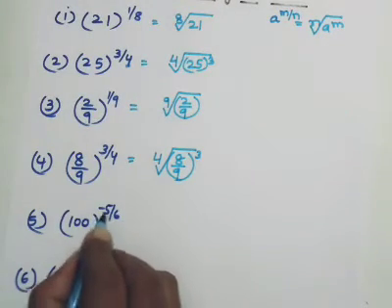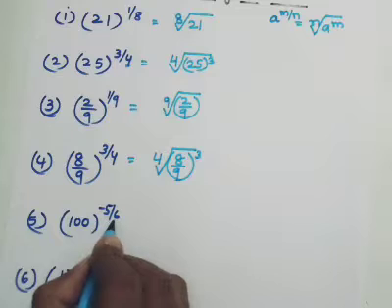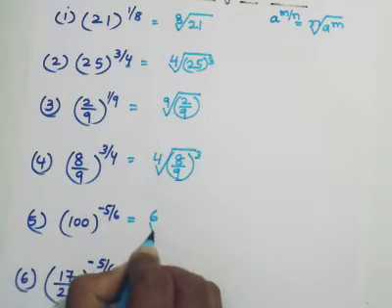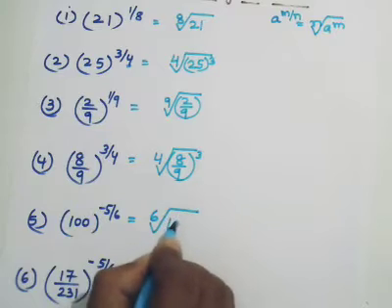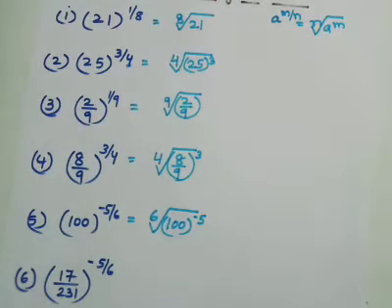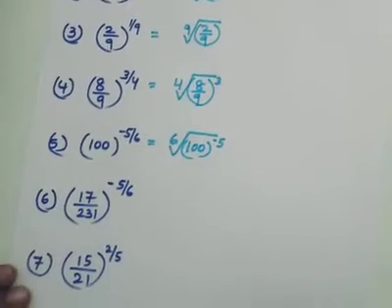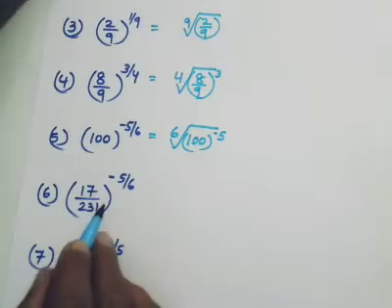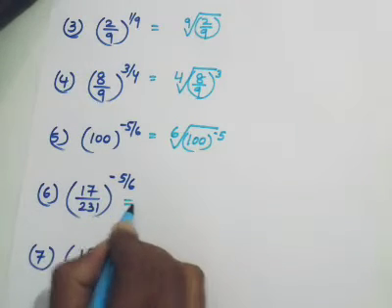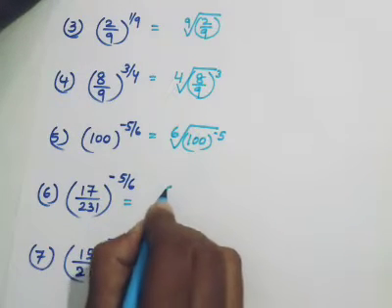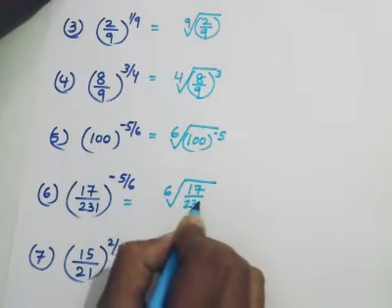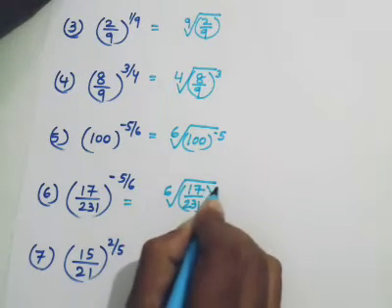See, 100 to the power minus 5 by 6. 6 is your denominator, so it will become your index of the radical. So 6th root of 100 power minus 5. Next question is 17 by 231 to the power minus 5 by 6. So this will become 6th root of 17 by 231 to the power minus 5.